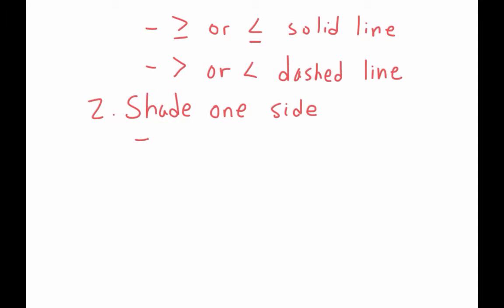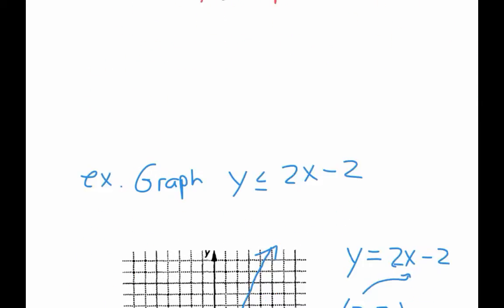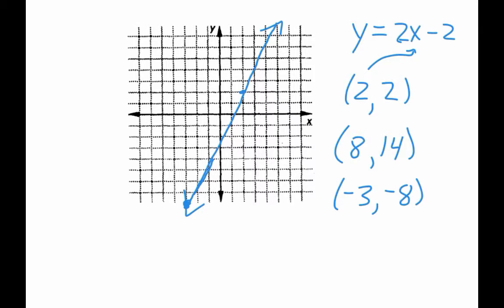So pick any point that's not on the line. And under that same thing, I'm going to recommend you go with 0, 0, if possible. If your line doesn't go through the origin, I'd recommend every time picking the origin because it's easy. It just makes the math easier. So if we jump down to our example, 0, 0 isn't on my boundary line, right? It's over there, just to the left of it.